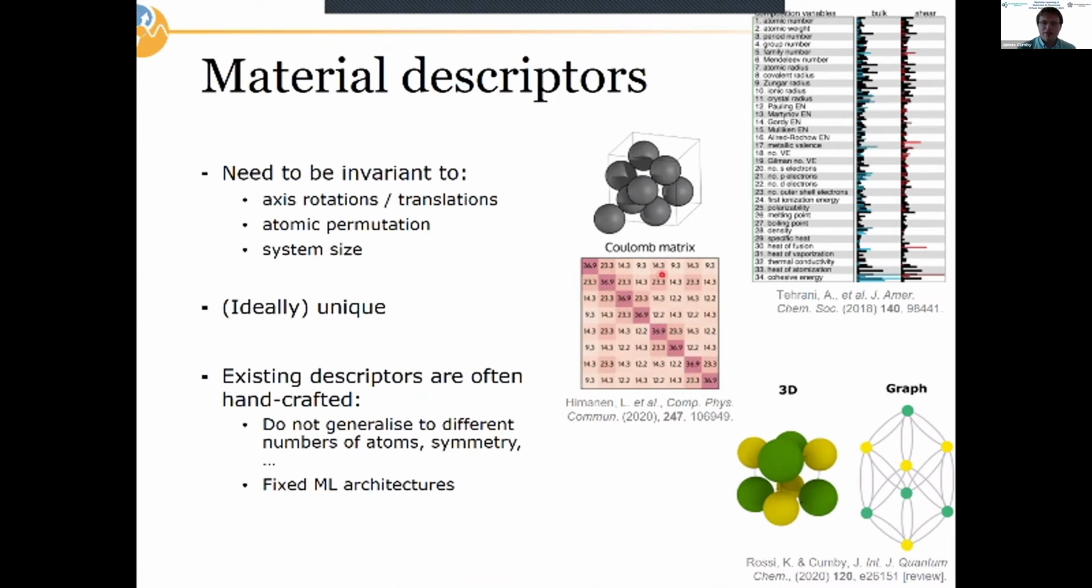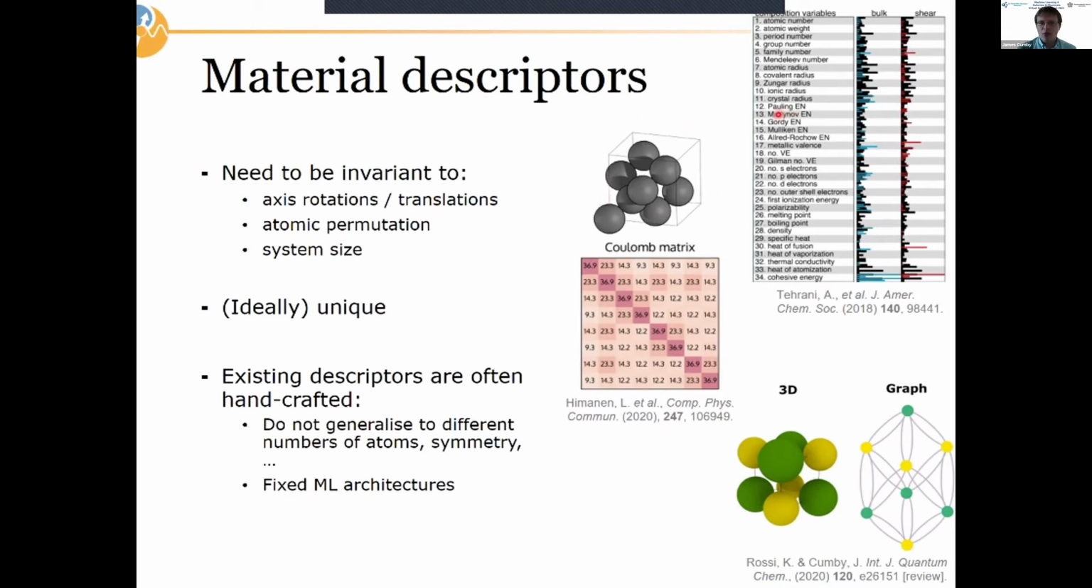And there are lots of these about. The important thing is that they have to be invariant. So if you rotate your structure, your descriptor can't change. If you swap your atoms over, so if you have an oxygen 1 and an oxygen 2, if you label them the other way around, your descriptor has to remain the same. And ideally, these also need to be invariant to the system size. So if you have an extra atom in your unit cell, it can't break. And so this is where a lot of them fall down.